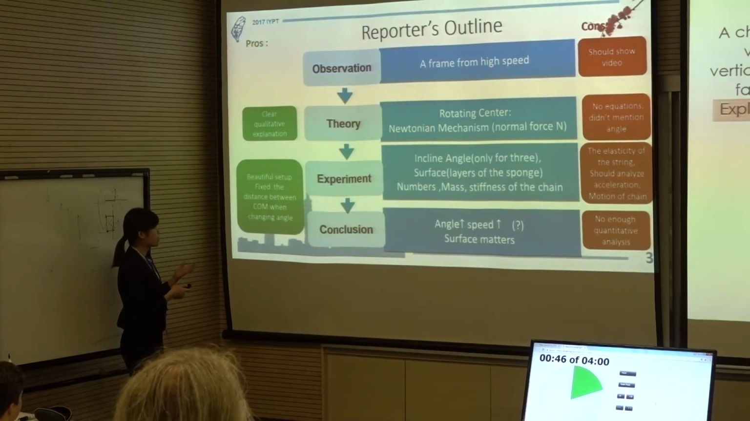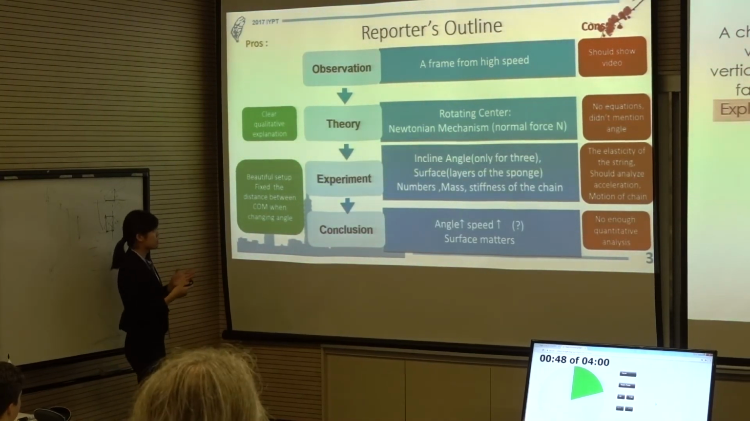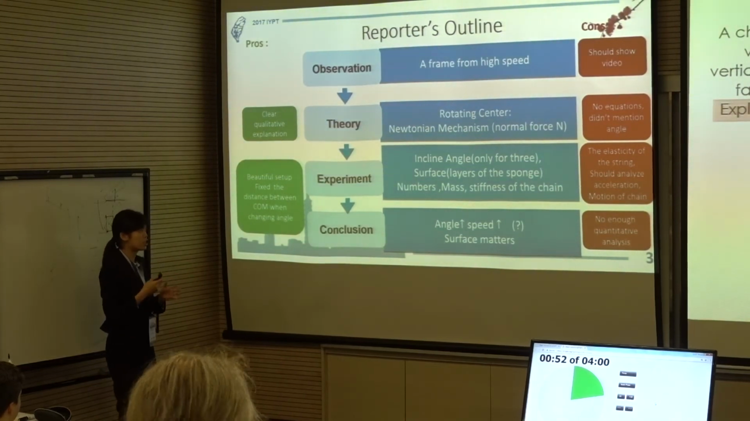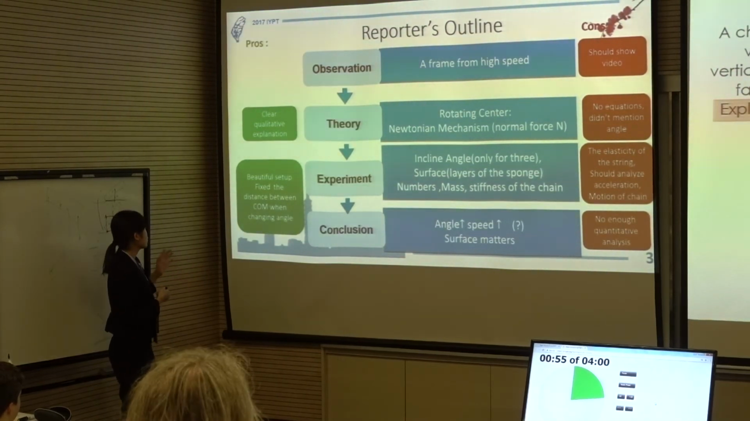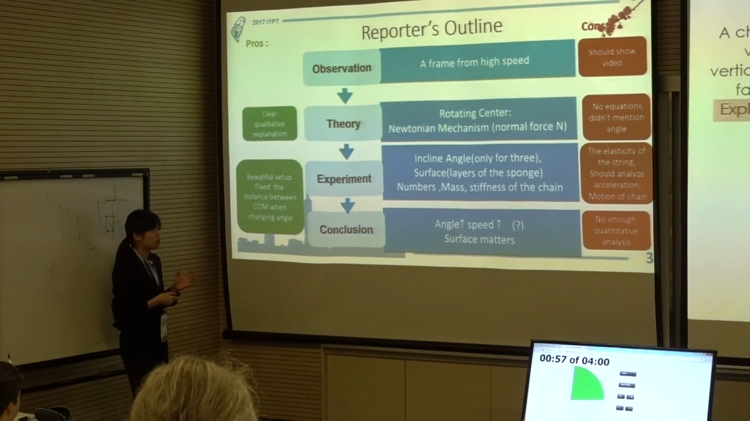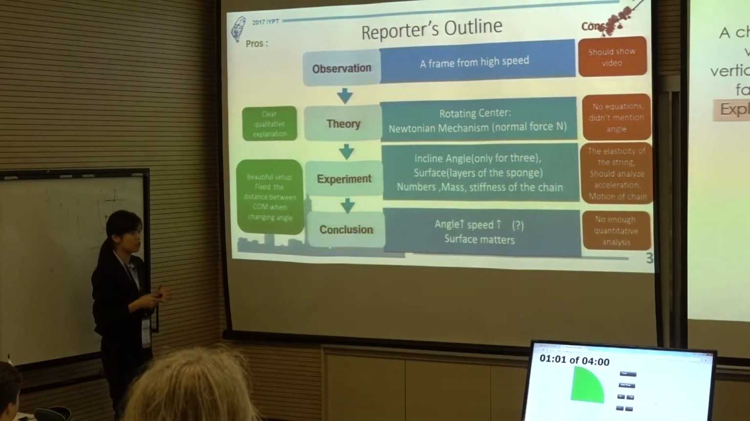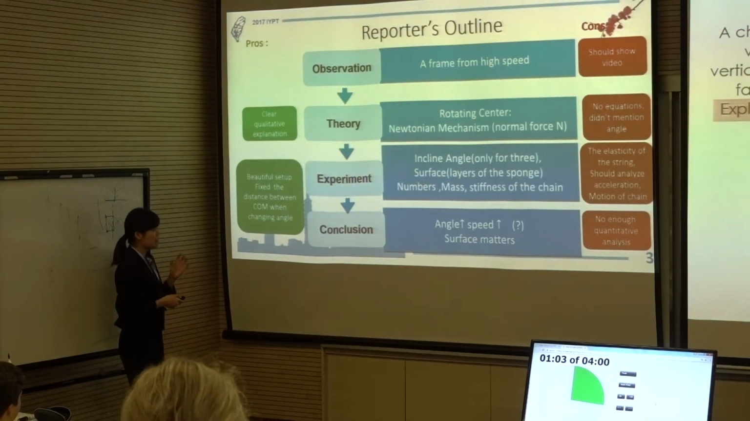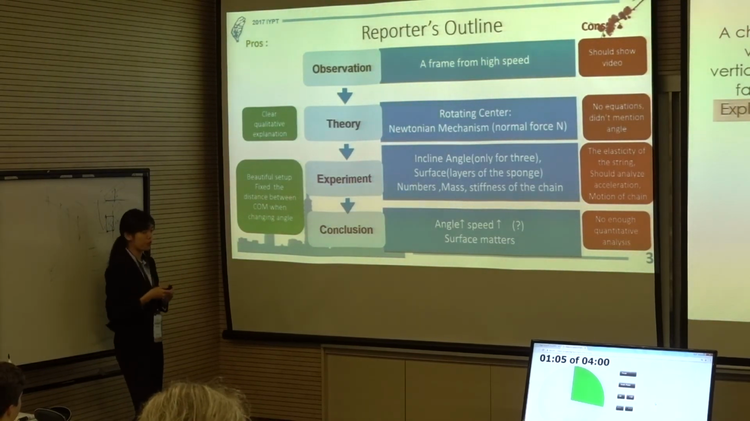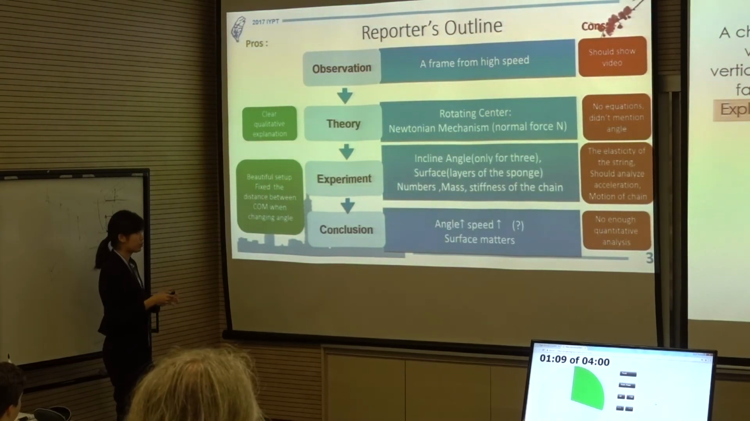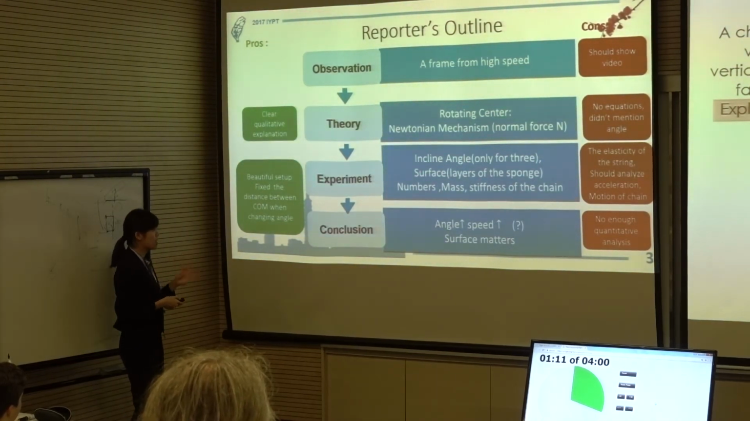And for his theory, he told us about the rotating center using Newtonian mechanics, and he mainly mentioned the normal force. He has a very clear qualitative explanation, but however, he has no equations, and he didn't mention the angle in his theory. And about the experiment, he used only three kinds of incline angle, and he also changed the surface that it hits on the ground, and he has the numbers, the mass, and the stiffness of the chain.